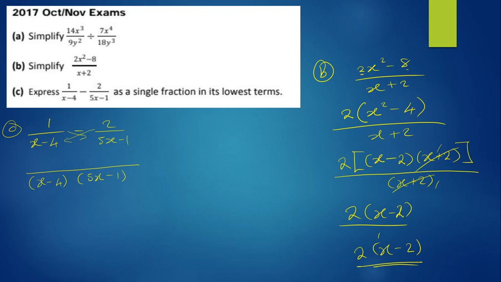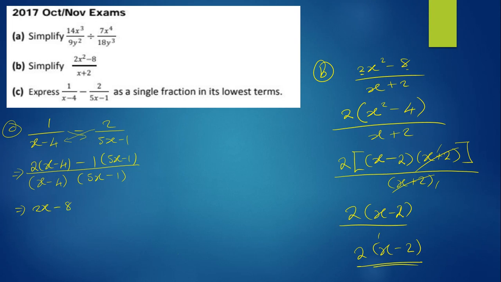So you're going to have something like, I can say 2x minus 4 minus 1, 5x minus 1 like that. And then here you can multiply now 2 with everything inside the bracket. So you're going to have, what is 2 times x? That's 2x. And then 2 times negative 4, that's negative 8 like that.